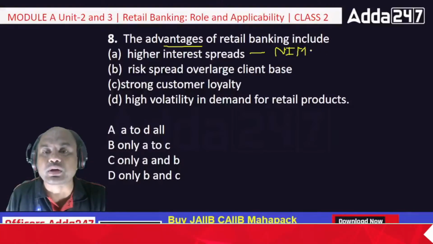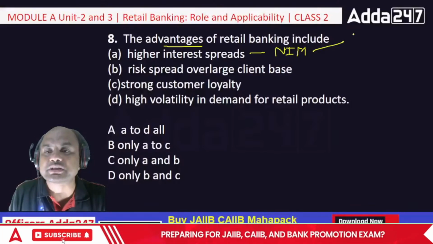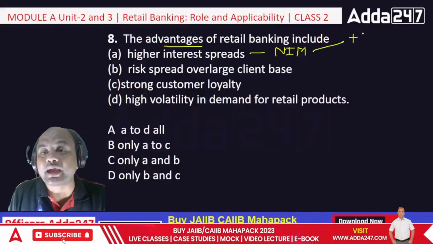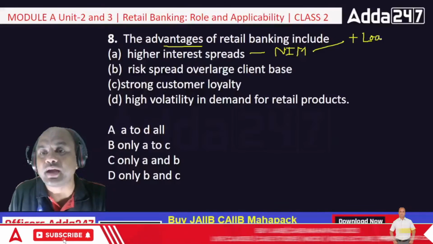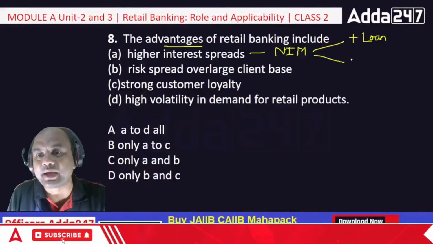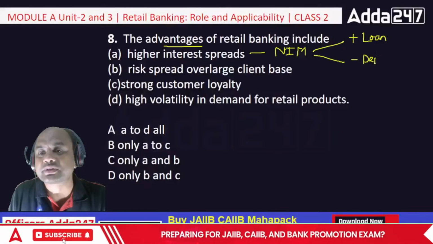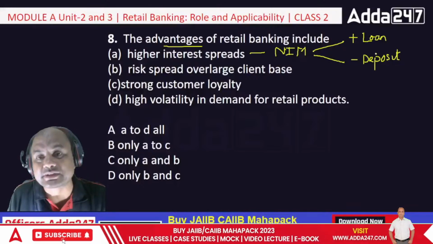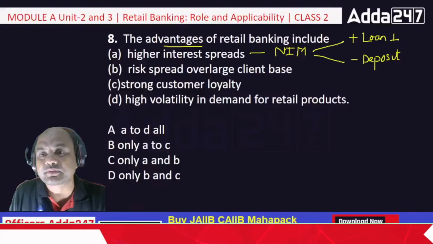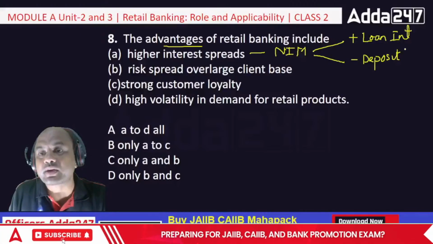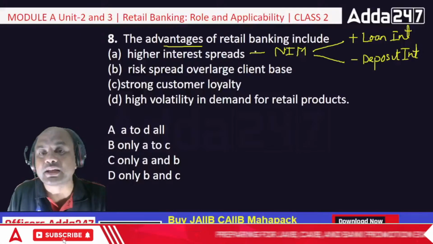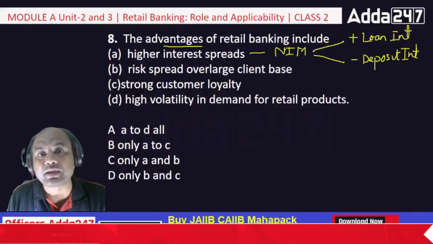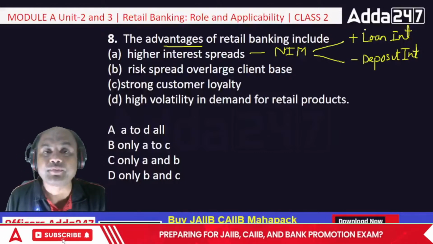Over here, whatever I get from the loans is plus. Look at this, I am talking from the bank's angle. Bank gets interest on loans, right? And bank pays, minus, interest on deposits. Whatever is the difference between the interest on loans and deposits is known as NIM, net interest margin, right? So is it higher in retail banking? Yes, it is higher. Why?